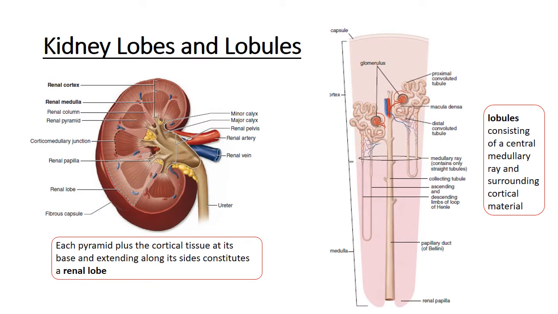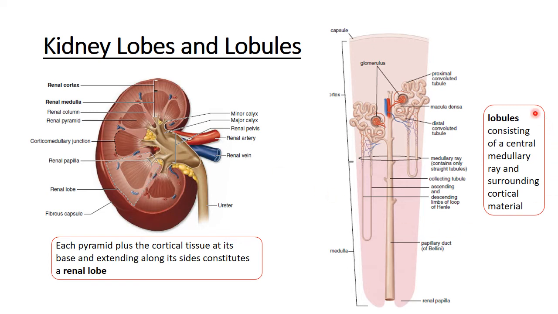Further to its division into cortex and medulla, the kidney is also divided into lobes and lobules. As we can see here, this is the cortex, the outer part of the kidney, and this is the medulla, the inner part of the kidney. However, each renal pyramid plus the cortical tissue at its base and surrounding its sides is considered as a single renal lobe. And each lobe will be further subdivided into lobules.